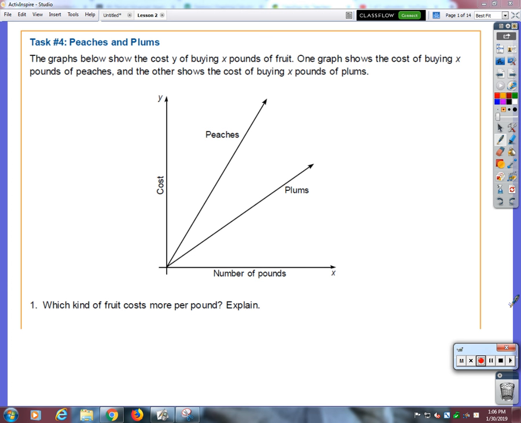Why? Okay. Peaches. Can we get a little mathy about that answer? There we go. Peaches. Steeper slope. Matthew? Catch that? Steeper slope. Okay.